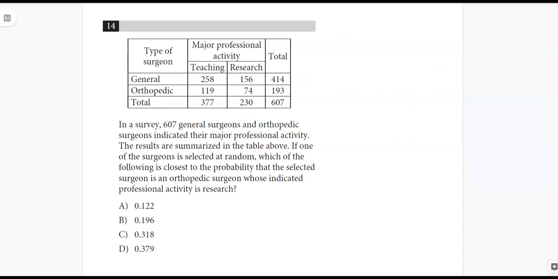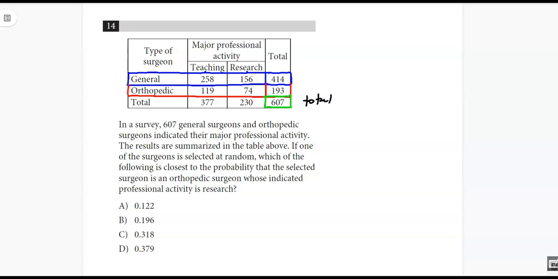All right, number 14. Looks like we have a table data problem here. We have surgeons on the left, whether they teach or whether they perform research. And my totals, this is the total for this row going across. If you add those two up, you should get 414. If you add these going to the right, you should get 193. And then the grand total is 607. This is usually a really important number of the table because that is the grand total of everybody.